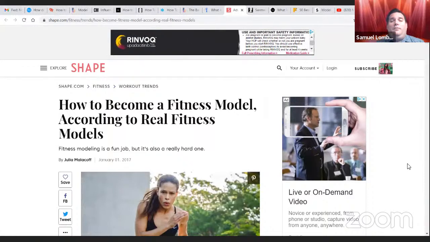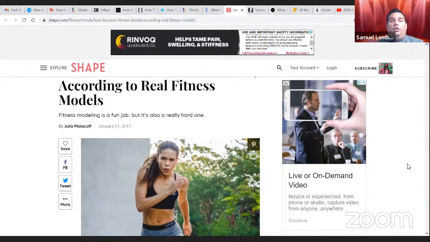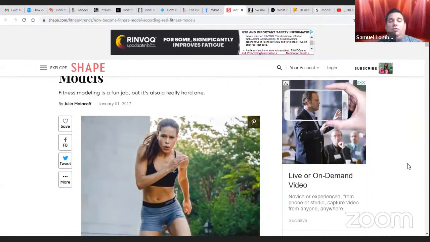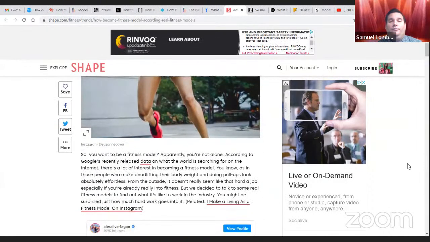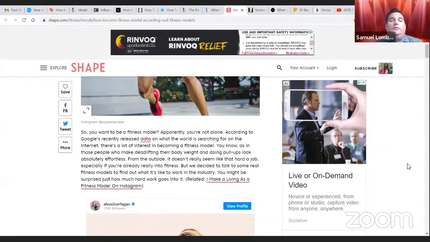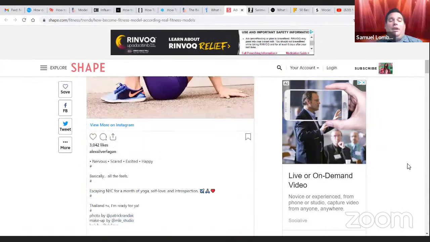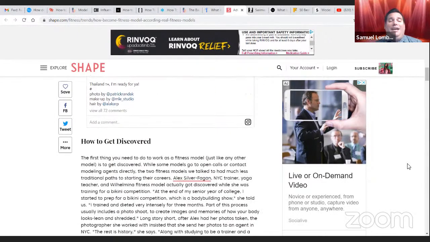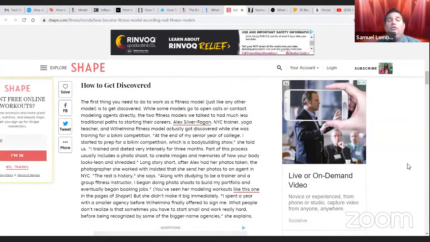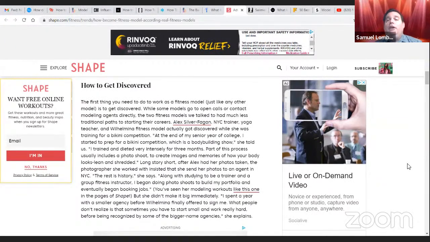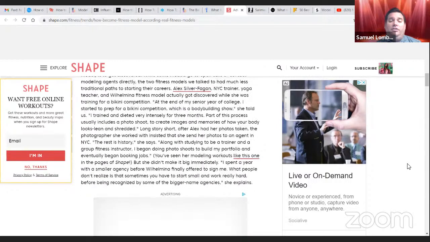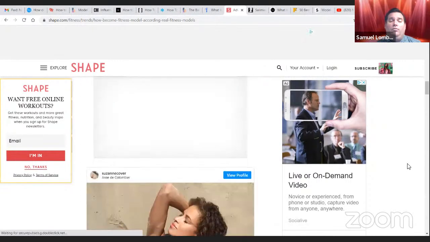Okay, how to become a fitness model according to Real Fitness Model. I'm not even going to read that first part, but how to get discovered. Obviously, you did the first step. You found an agency that is willing to work with you, to take care of and help you to succeed and manage what it is that you are trying to do and where you want to be.